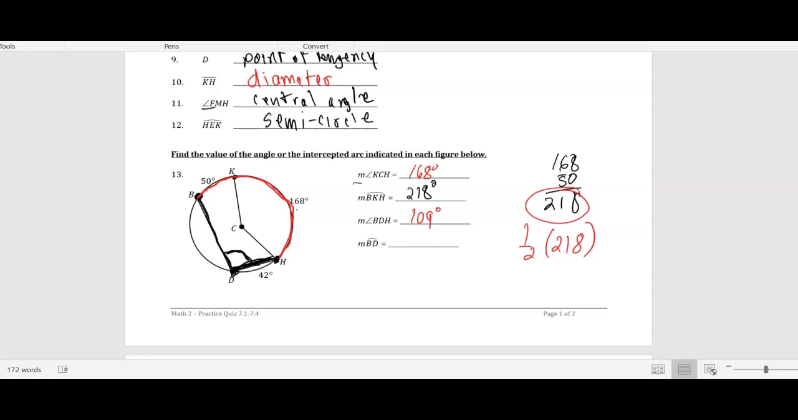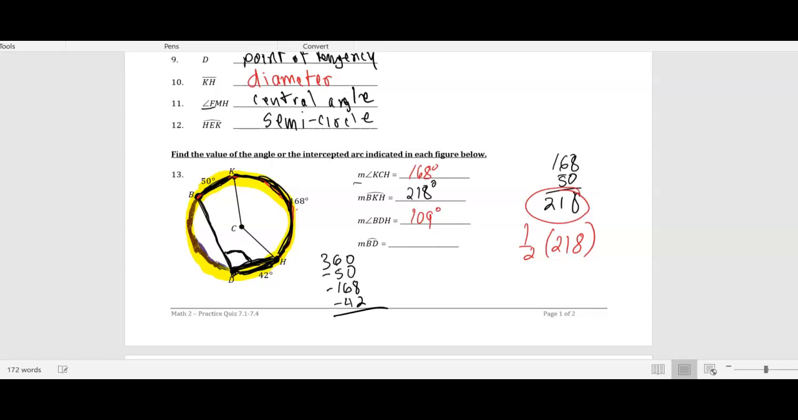Last one, the measure of arc BD. So what we're looking for is this here. Here is arc BD. So what we would want to understand is all the way around a circle. We know all the way around a circle is 360 degrees. We know this is 50, so we can subtract away 50. Let's do this over here. We already have 168, so we want to subtract that away. We also have 42, subtract that away.